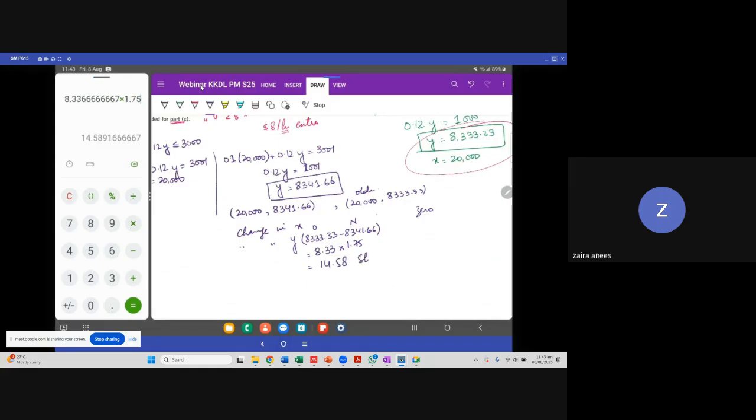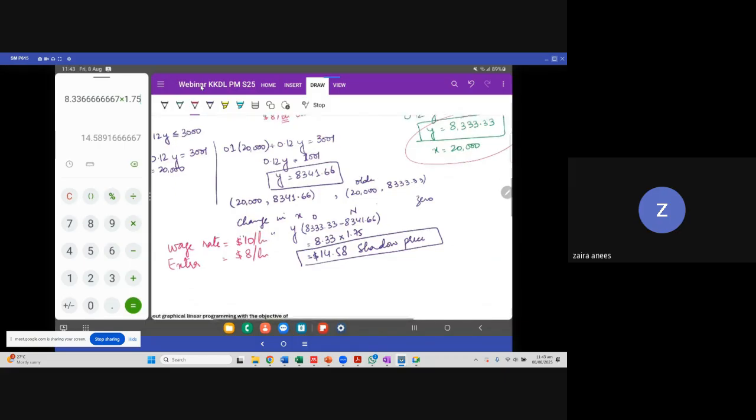14.58 is the shadow price, right? It means that if labor will work 1 hour extra, we can have an extra contribution of 14.58. Now, let me try to remind something. Let's suppose that the wage rate of labor is $10 and labor is demanding extra overtime premium of $8. Labor is asking that over $10 you have to pay us $8 extra.